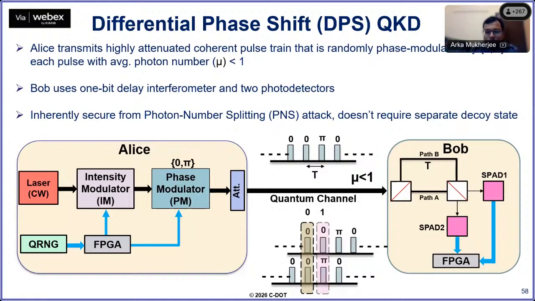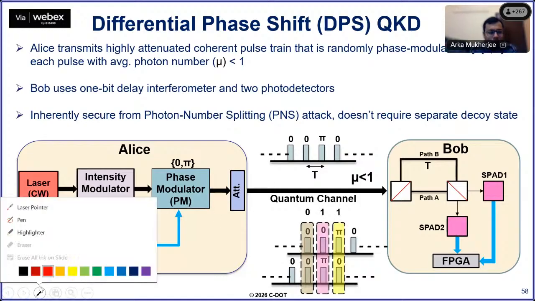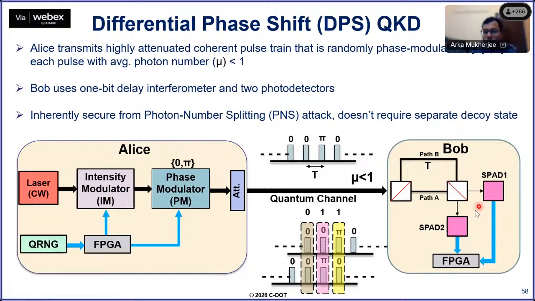Here you can see that if the consecutive bits are 0, then this detector will click, and if the bits are 1, then another detector will click, and these clicks will be registered in an FPGA. This is basically the heart of this system, because that will actually implement this protocol.